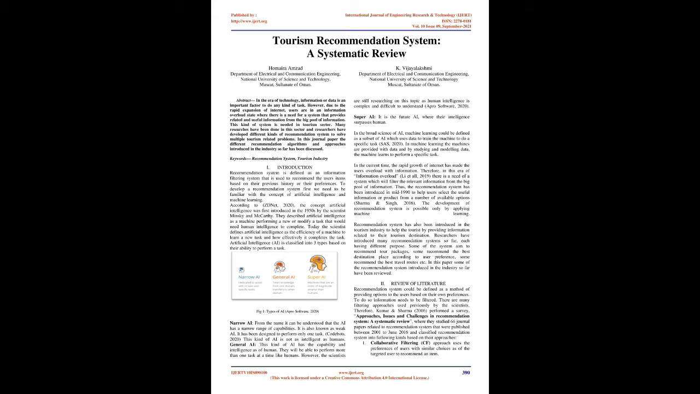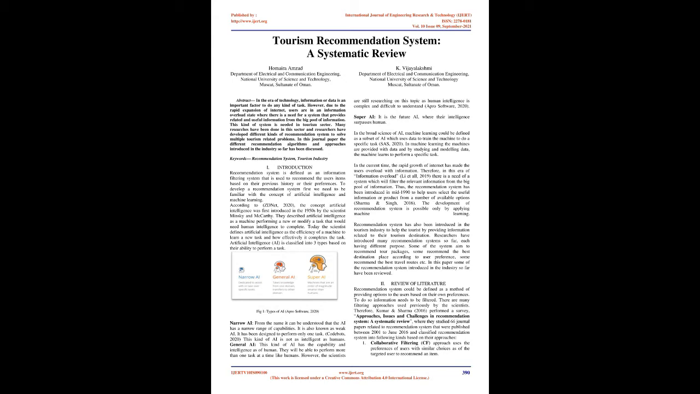Review of literature. A recommendation system could be defined as a method of providing options to the users based on their own preferences. To do so, information needs to be filtered. There are many filtering approaches used previously by the scientists.